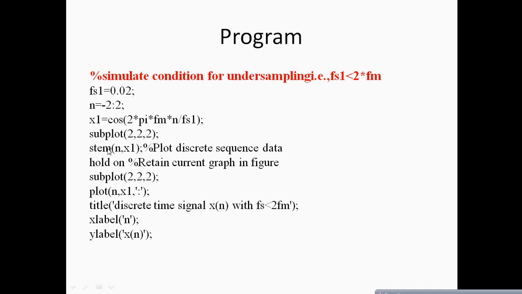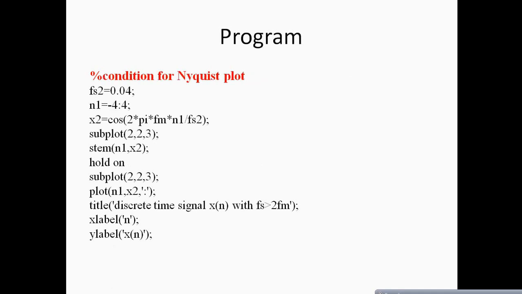So if you want to visualize this entire plot, you will be going for all these commands. Once this is done, you will be getting your undersampling case. Next, the Nyquist case we have already come across. It should be twice the desired frequency, or here you can check out I have gone for 0.04 as against 0.02, that is twice.